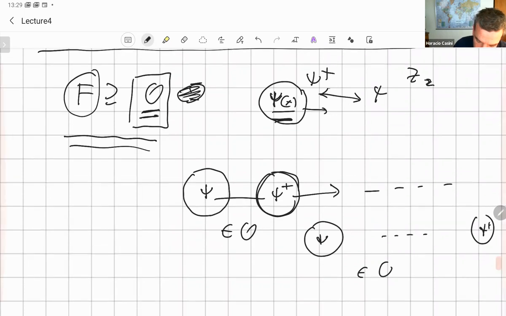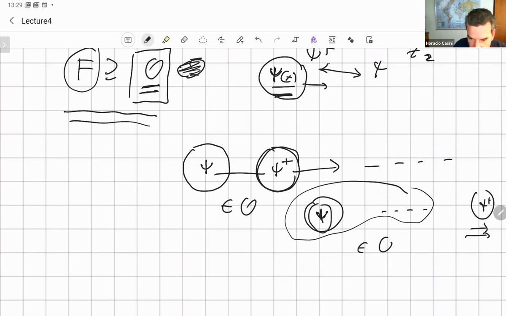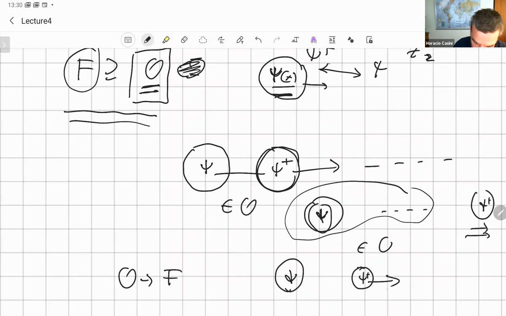But at the end, in the limit, when you push it to infinity, you get a theory that effectively contains a charge operator there. So this is how they construct the charge operators. In order to go from O to F, you have to construct the charge operator. The charge operators are constructed as limits of intertwiners when one of the balls goes to infinity.